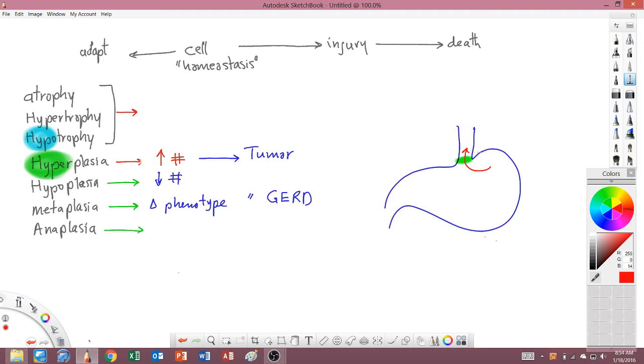And you will call this gastric metaplasia, because the esophagus, its epithelium got replaced with gastric epithelium. And what is gastric epithelium? It's resistant to acidity. So it changes. That's metaplasia. Changing from squamous to columnar. So you will call this columnar metaplasia or gastric metaplasia.